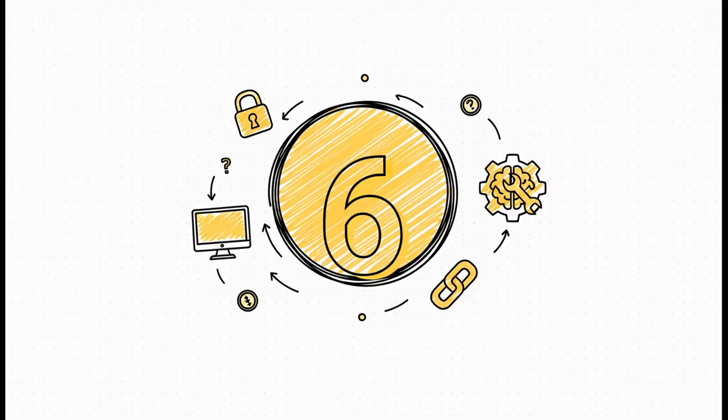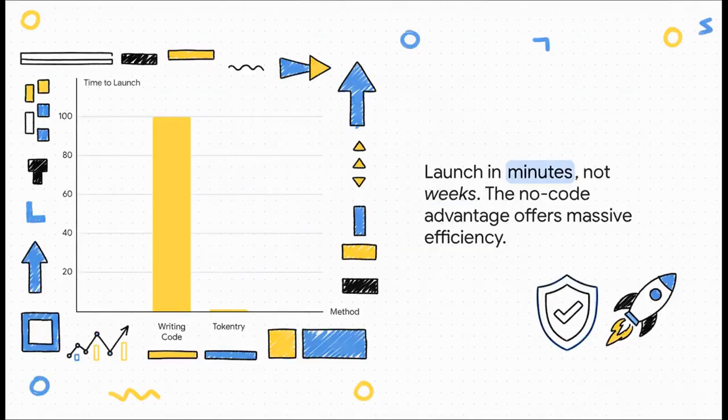And get this, it's not just for one little corner of the crypto world. We're talking immediate support for 6 of the biggest chains out there: Ethereum, Base, BNB Chain, Polygon, Avalanche, and Arbitrum. This means you can launch your token right where your community already lives. This chart right here says it all. The old way, writing custom code from scratch, could take you weeks, if not months. With a no-code tool like Tokentry, you're looking at minutes. Seriously, you could have your token live on the blockchain in less time than it takes to brew a pot of coffee. The difference is just staggering.